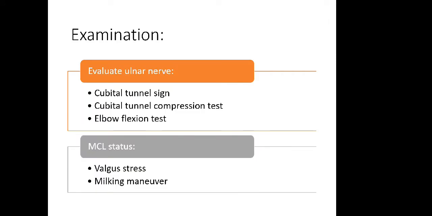So on examination, we have to evaluate the ulnar nerve because ulnar neuritis is also a common presenting symptom. We have to check the cubital tunnel sign, check the cubital tunnel compression test, and also do the elbow flexion test. And for MCL status, we have to do a valgus test and also the milking maneuver. Milking maneuver is lifting the forearm upwards, and the patient will have pain over the medial elbow.